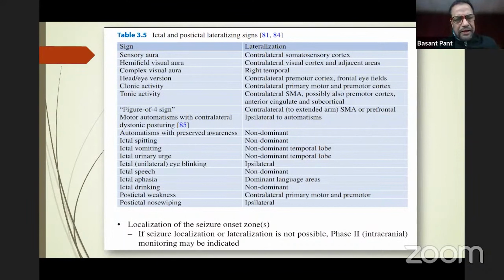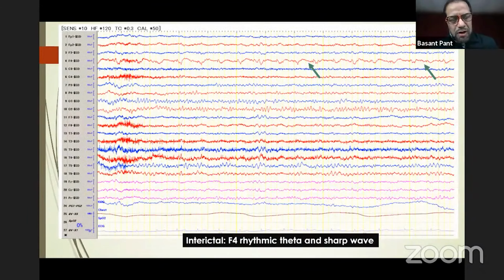Then you do a routine EEG, which will show you the irritative zone, which is the interictal sharp wave spikes that you can see just like here in F4. So you think that this is the irritative zone, but you don't know whether the seizure is coming from here or somewhere else. It's just irritated. You can know, but it's best to capture the seizure itself.